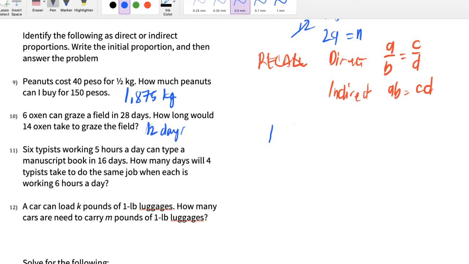Okay, so for number 11, meron tayong 6 times 5 times 16. Kasi indirect proportion dito, okay? So, this should be equal to 4 times 6. Kasi sa another scenario natin, meron tayong 4 typists working 6 hours a day times X. X would be the number of days it will take the 4 typists working at 6 hours a day to finish the same job. Okay?